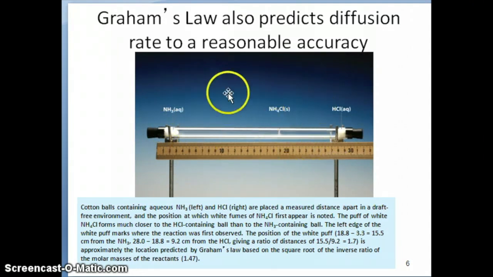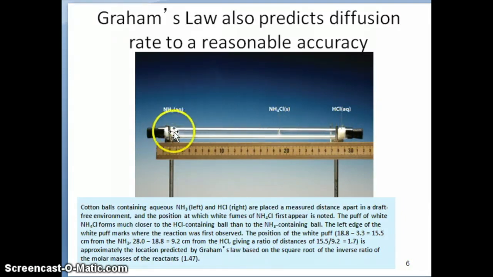Here's an example. This is a common experiment that's done to demonstrate diffusion. If I were to release some ammonia sample from this end, and I have another source of HCl here, usually these are just cotton balls. So you have cotton balls that have been dipped in ammonia and HCl, and you just let them travel through this tubing that's filled with air.